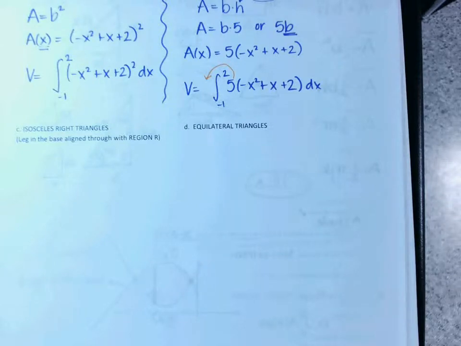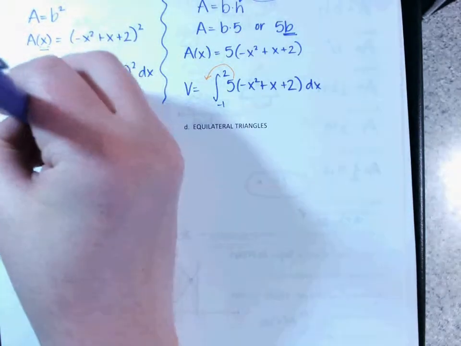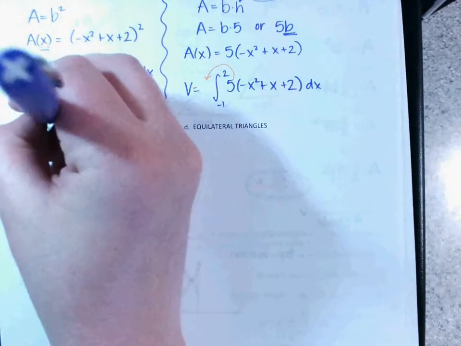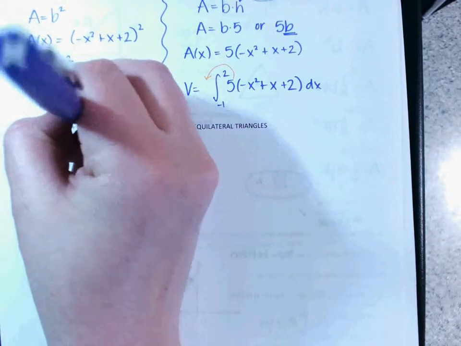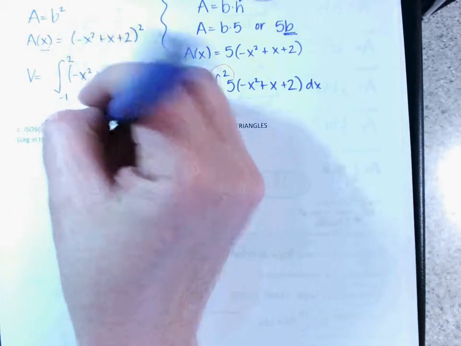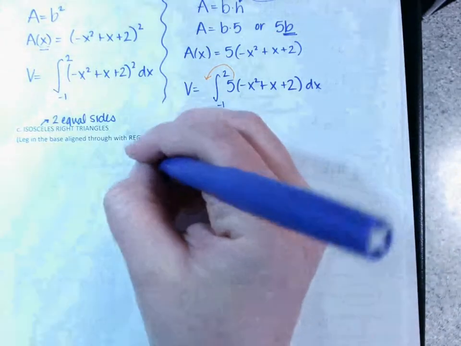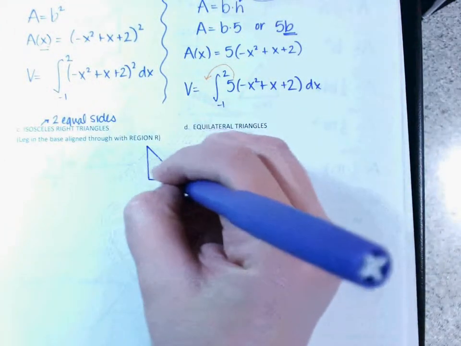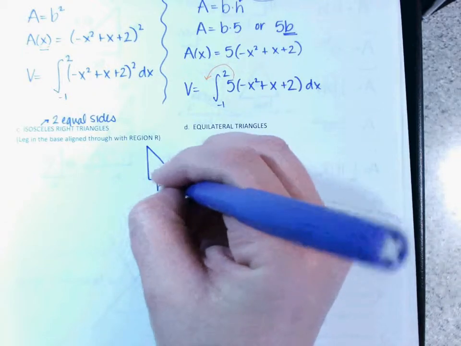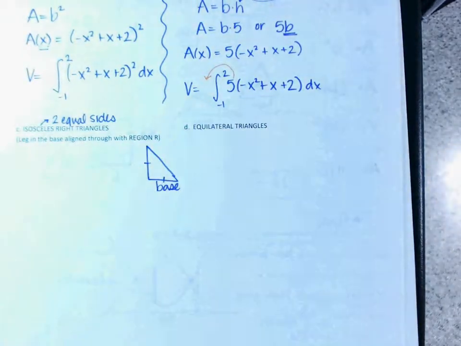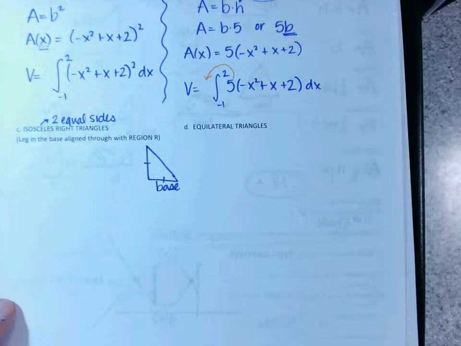Okay, next one, I want an isosceles right triangle. What does isosceles mean? Two sides match. Two equal sides. Okay, now look what it says. I want the leg to be in region R. So that means that this is going to be base down. Those have to match each other because it's isosceles.